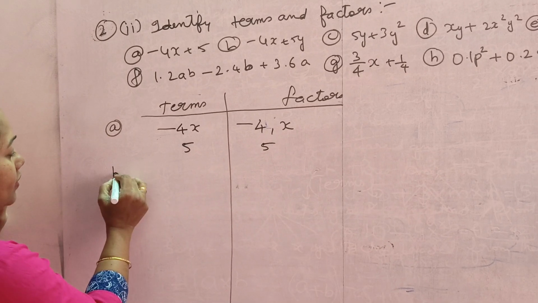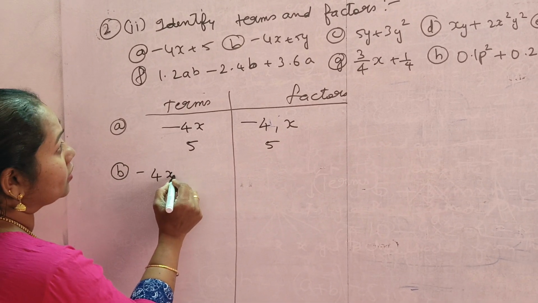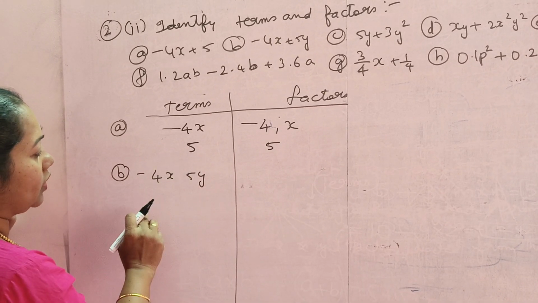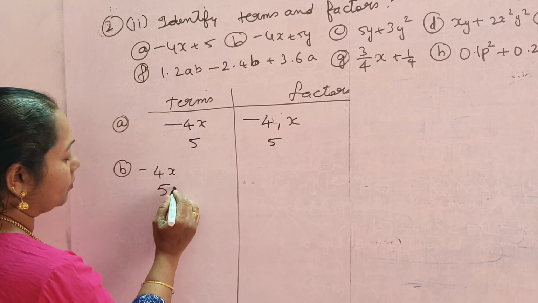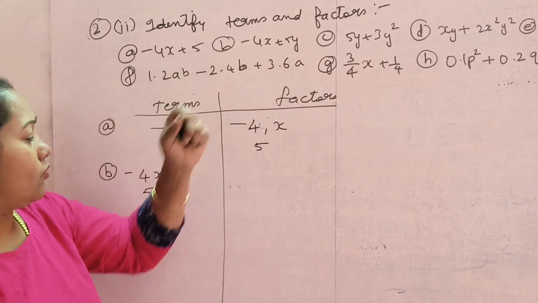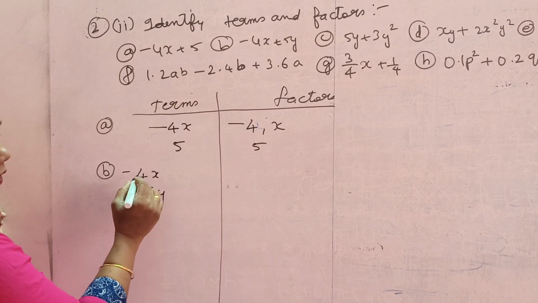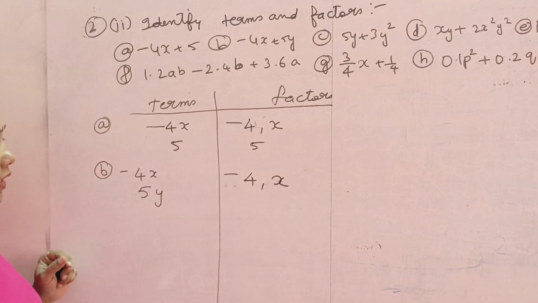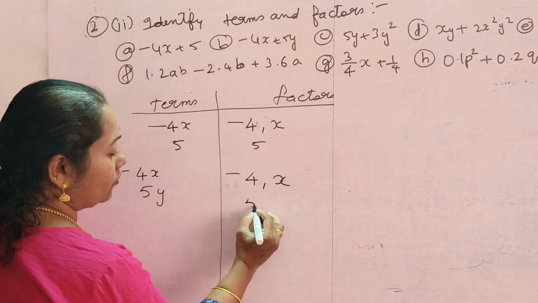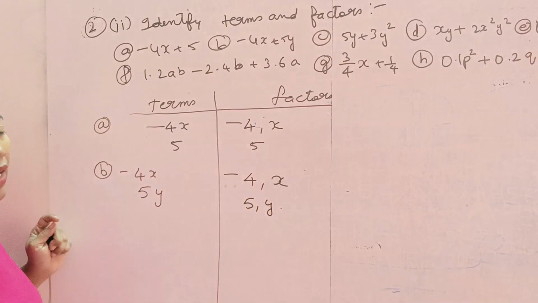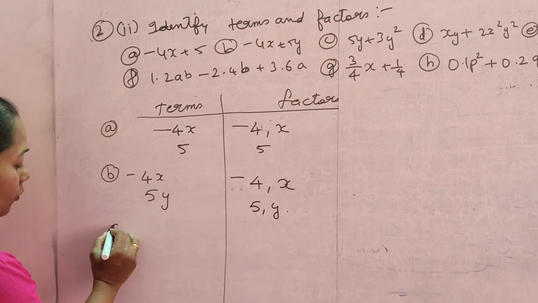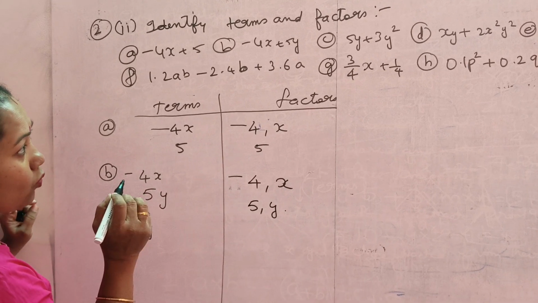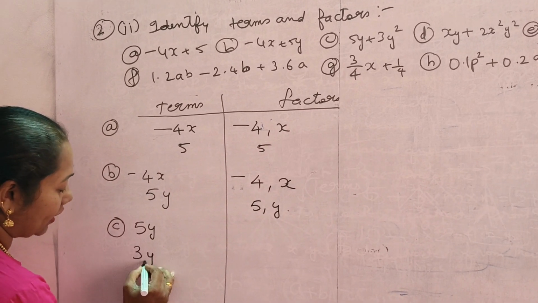Okay. And in second question, minus 4x plus 5y. So in this one, minus 4x is one of the terms and 5y is the second term. Minus 4x comma 5y are the two terms. In minus 4x, minus 4 comma x are the factors. And in 5y, 5 comma y are the factors. Now question C part. 5y plus 3y squared. So 5y and 3y squared.